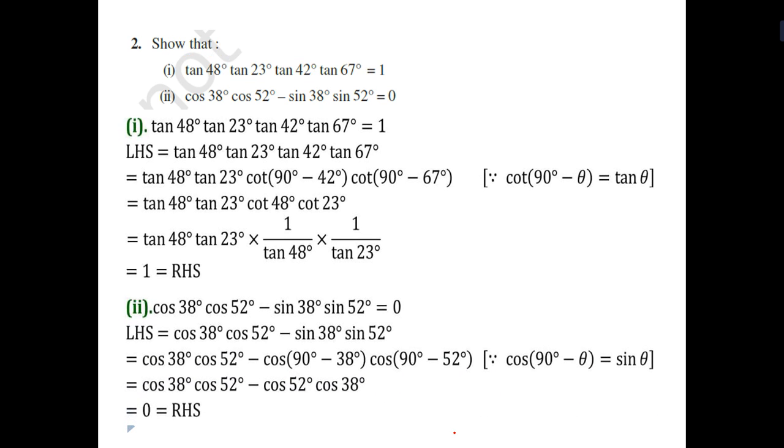See. tan 48, tan 23, cot 42, cot 67. So tan 48 as it is, tan 23 as it is. Cot 42, write tan 90 minus 42, so we get tan 48. Cot 67, tan 90 minus 67, we can get tan 23. Now tan 48 and cot 48, the answer is always 1 because they are inversely proportional. You will see that. Same thing, tan 23 degree and cot 23 degree, we can get answer 1. So that is why here we can get answer 1. Same thing as numerator denominator here.